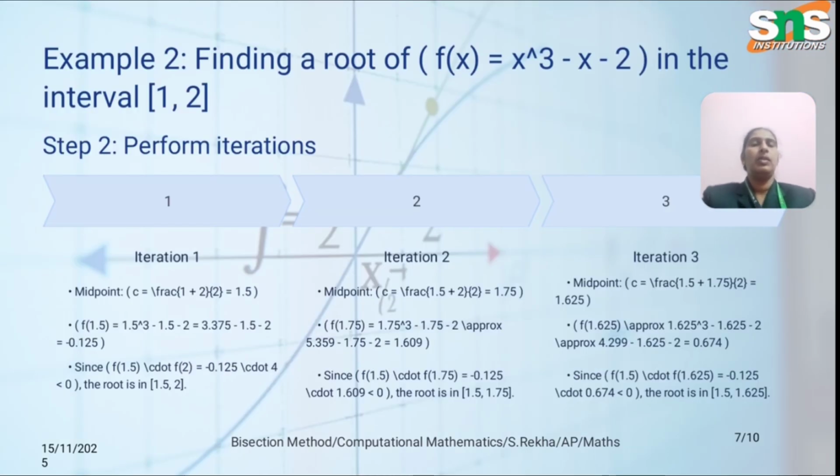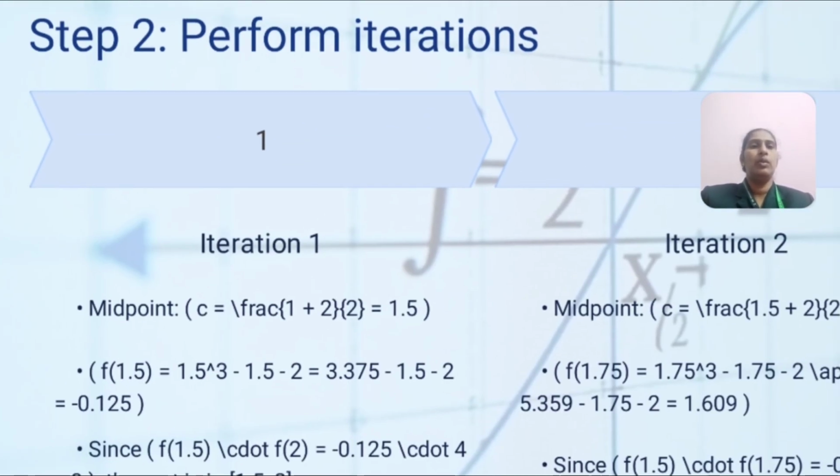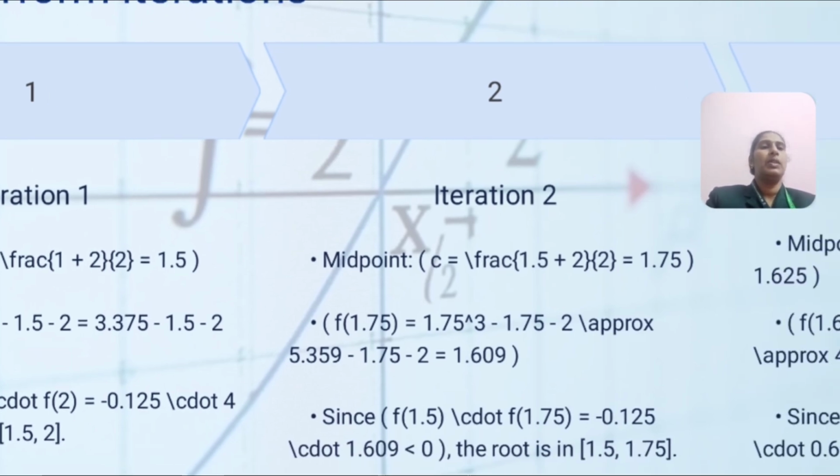So what is the formula for the bisection method? First of all, (1 plus 2) by 2 gives 1.5. Again you have to check 1.5: 1.5 cube minus 1.5 minus 2 is 3.375 minus 1.5 minus 2, which gives minus 0.125. Next you have to go with the second iteration. The value at 1.5 is negative, so the root lies between 1.5 and 2. So (1.5 plus 2) by 2 gives 1.75. We have to check 1.75: 1.75 cube minus 1.75 minus 2 gives 1.609.